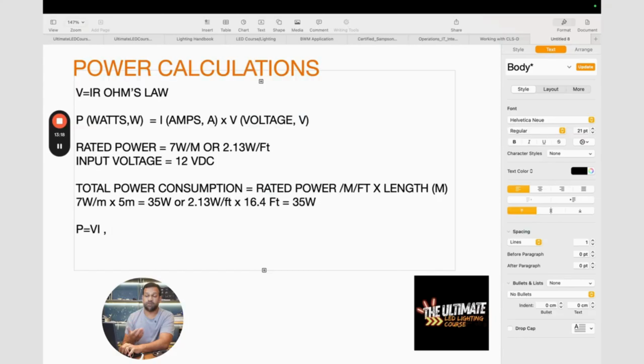What if we wanted to find out the amperage of the system? I'm going to show you how to manipulate the formula. If you wanted to understand the amperage or the current, it's going to be I is equal to the total power divided by the voltage. So let's say I had that 35 watt LED and I divided by 12 volts, roughly 2.9 amps.